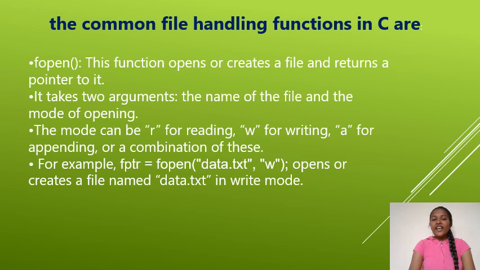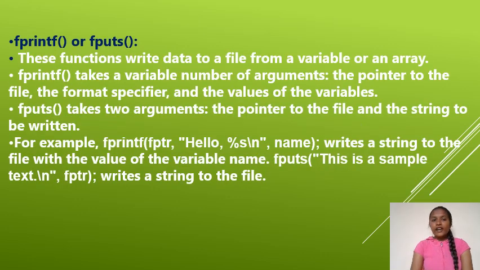Next are the common file handling functions in C. fopen is the first function. This function creates or opens a file and returns a file pointer. It takes 2 arguments, the name of the file and the mode of opening. For example, data.txt is given as the file name in this example. You can use any file name, and modes like r, w for writing, or a for appending, or a combination of these.